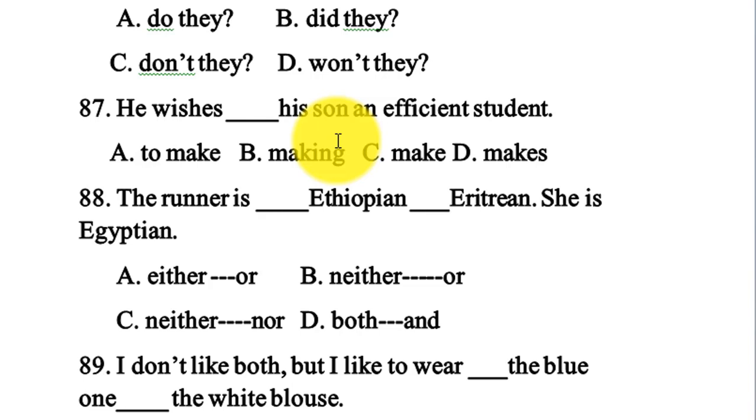We have some five or six types of verb patterns. The key word in the question is wish. Getting to the pattern: he wishes to make, not making. He wishes to make his son an efficient student. Yes, he has a plan to make his son an efficient student. The verb pattern used here is to plus an infinitive verb.